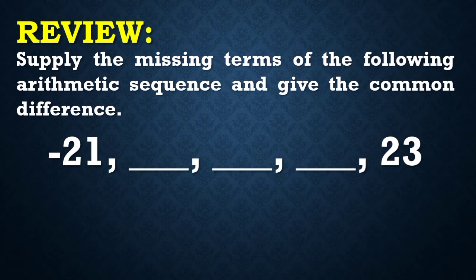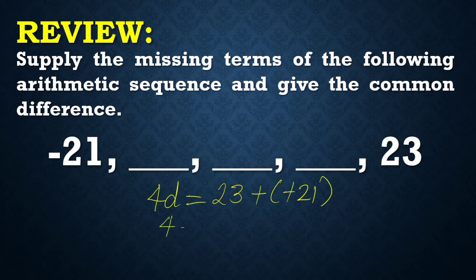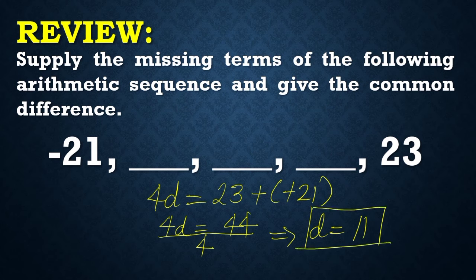So, ilan ang terms natin? 5. And then we subtract 1. So, magiging 4D is equal to 23 minus negative 21. Now, 23 minus negative 21, so change the sign of the subtrahend. So, magiging plus 4D is equal to 23 plus 21, that is 44. Then, we divide the whole equation by 4. So, the value of D is equal to 44 divided by 4, that is 11. So, the common difference is 11.